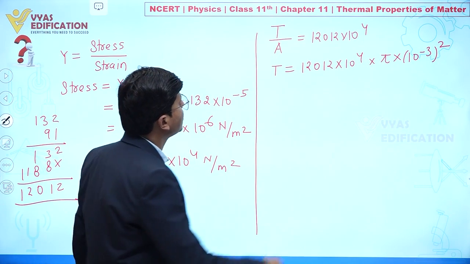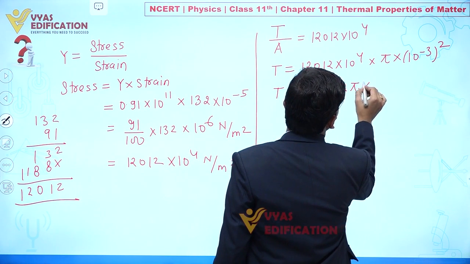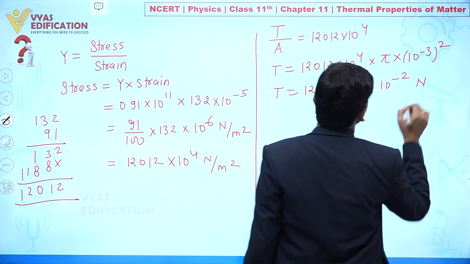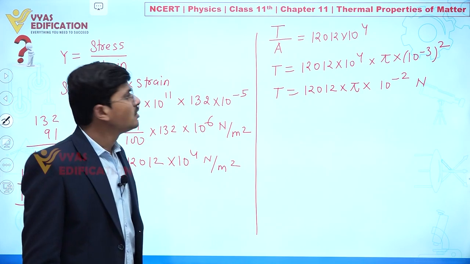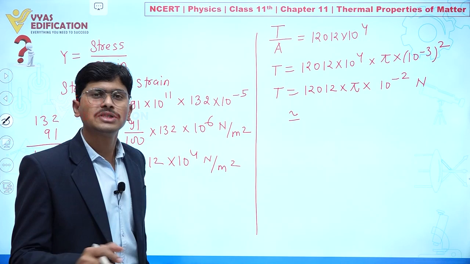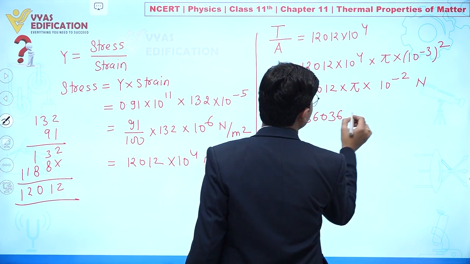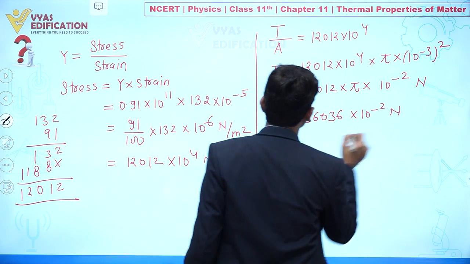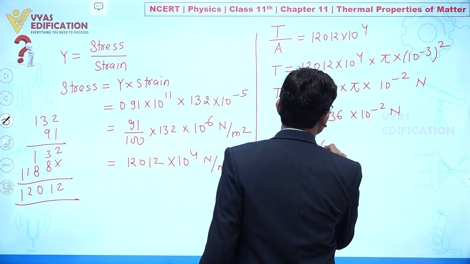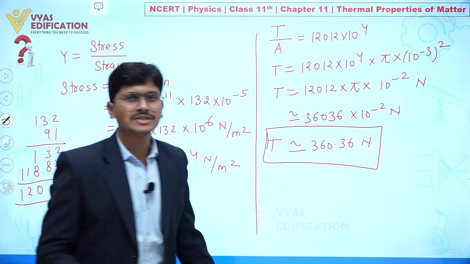Yes or no? So from here we can say tension value is given 1201 into pi into 10 to the power minus 2, and this is Newton. Yes or no? Yes. So if you multiply it with 3, approximately, let's suppose this is 3, so 6, 3, 0, we can say 6, 3, into 10 to the power minus 2 Newton. So from here we can say we are getting this tension approximately equal to 360.36 Newton, clear? So this is all about this question, clear to everyone?